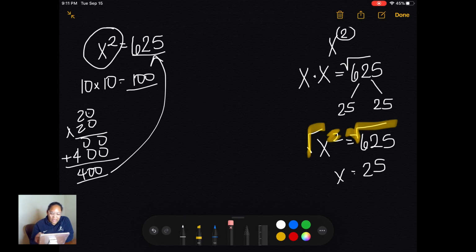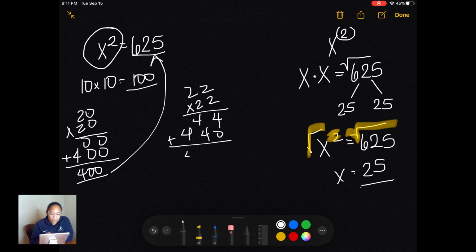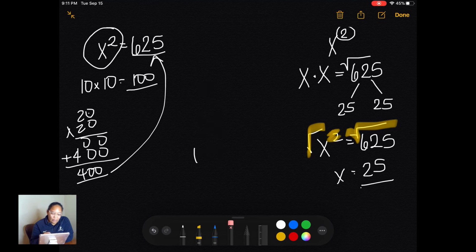So let's just say I didn't know that it was 25. Let's say I went to 22. 22 times 22: 2 times 2 is 4, 2 times 2 is 4 again, so 0, 4, 4, which gives me 484. That's still not quite enough, so I would keep going. Let's say I did a couple more and then got to 25.